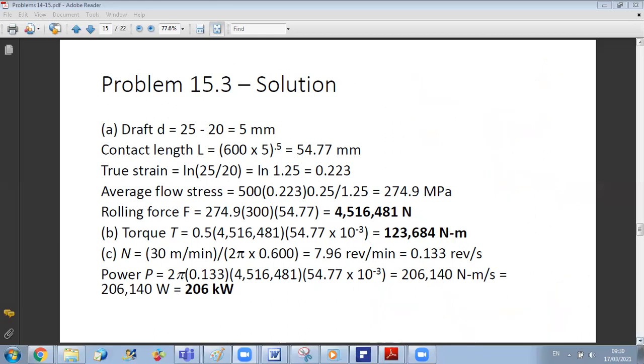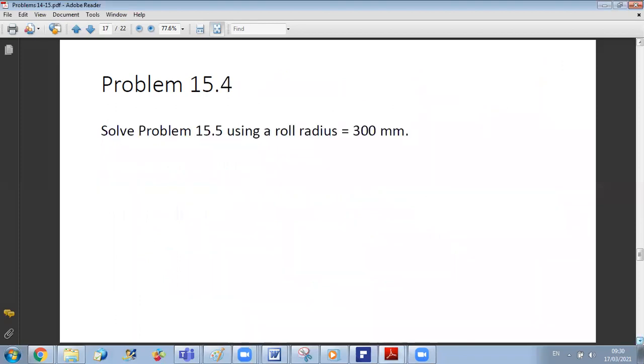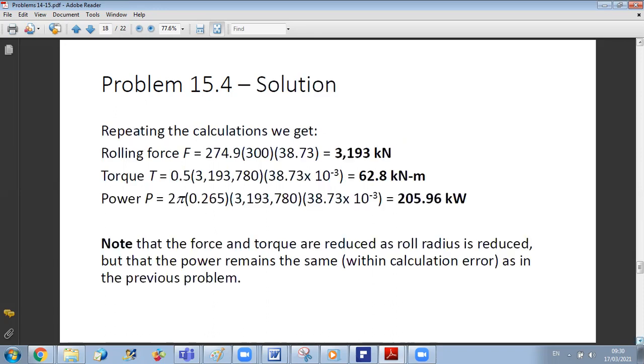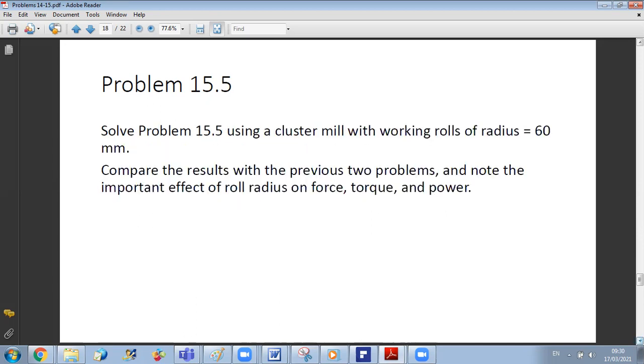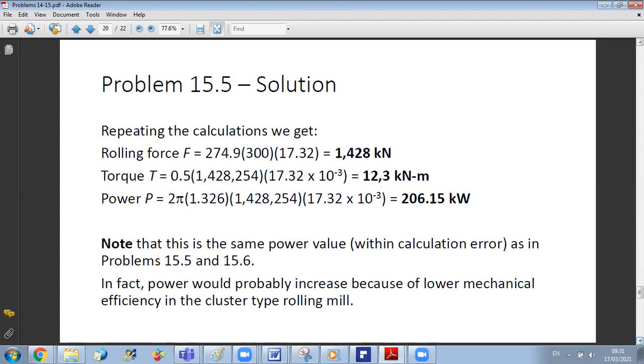Another problem. They want us to repeat the same problem but using a different radius. So here we will use the same formula, but with this radius. I will just tell you what the purpose of this question is. Now we will perform the same calculation and get the new values. To understand the purpose, we did the calculation for different radius, and we will try to do the analysis.